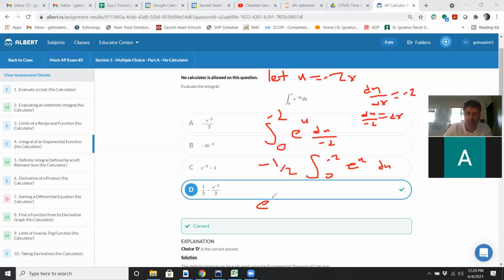So that's e^u plus C. The antiderivative is just e^u, but don't worry about the plus C because it's a definite integral. And you plug that in. So you have negative 1/2 e to the negative 2 minus negative 1/2 e to the 0. And that comes to positive... e to the 0 is just 1, so that's what we get. D is the answer.